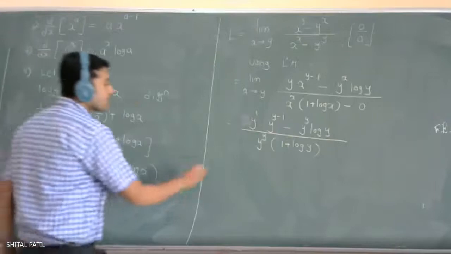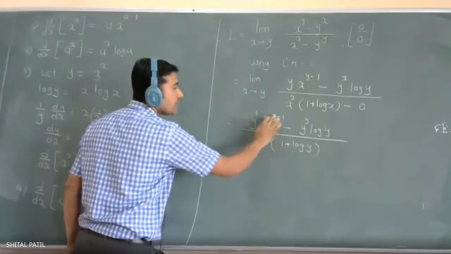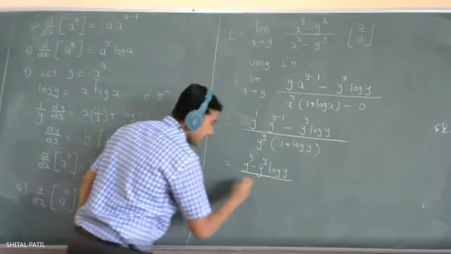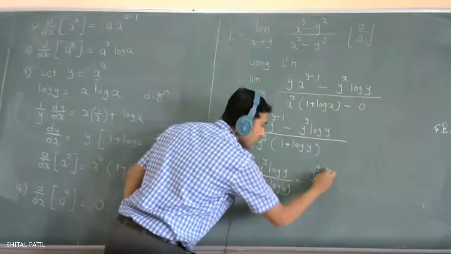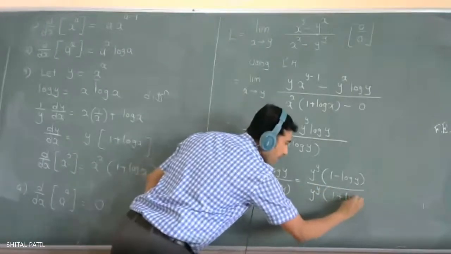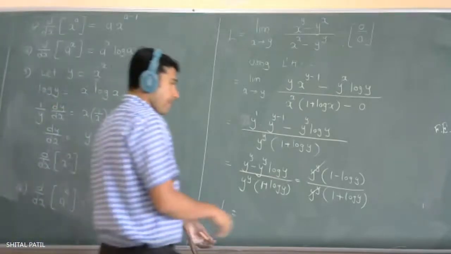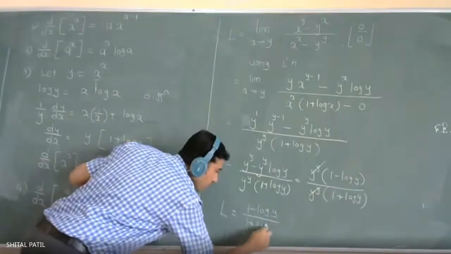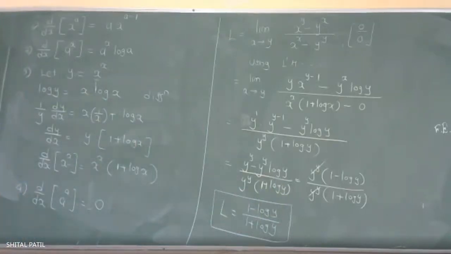Now we can write like this. The base is the same, y raised to 1 and y raised to y minus 1, so add the powers: 1 plus y minus 1. So y raised to y minus y raised to y log y, divided by y raised to y times 1 plus log y. What can we take common from the numerator? Y raised to y, and the denominator as it is. That's it. Here is the answer: 1 minus log y divided by 1 plus log y. Okay. Next.